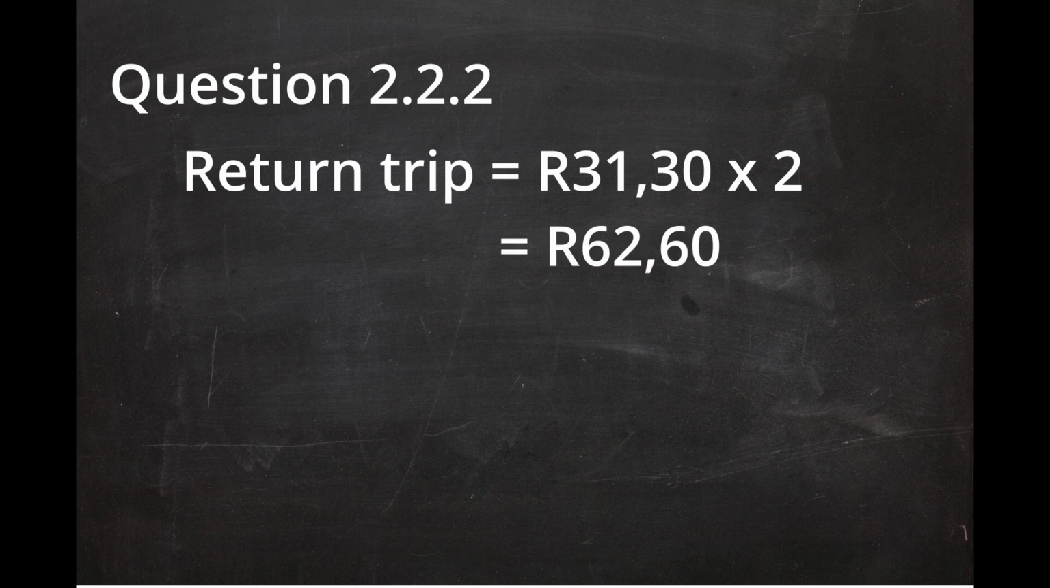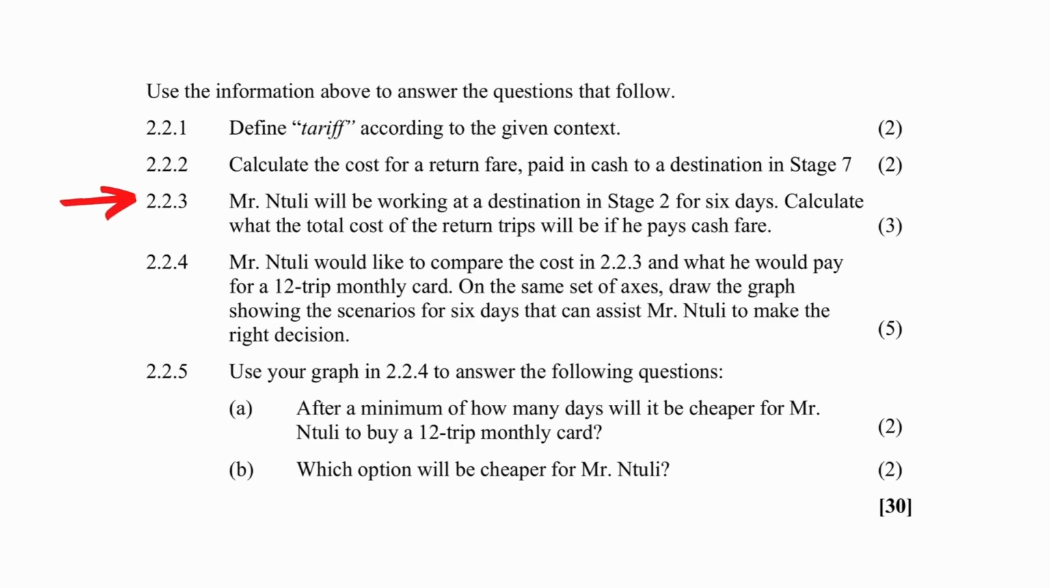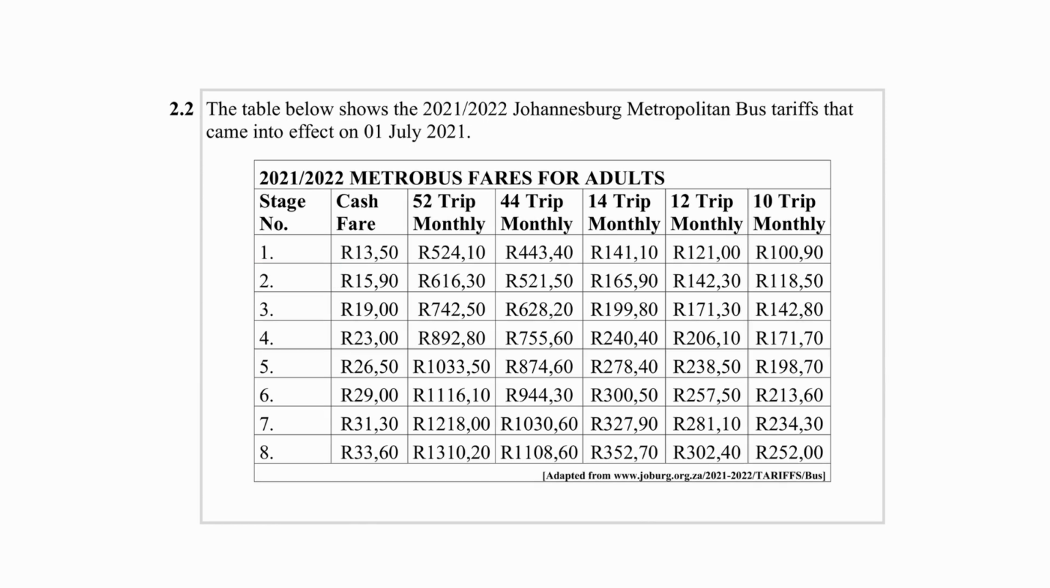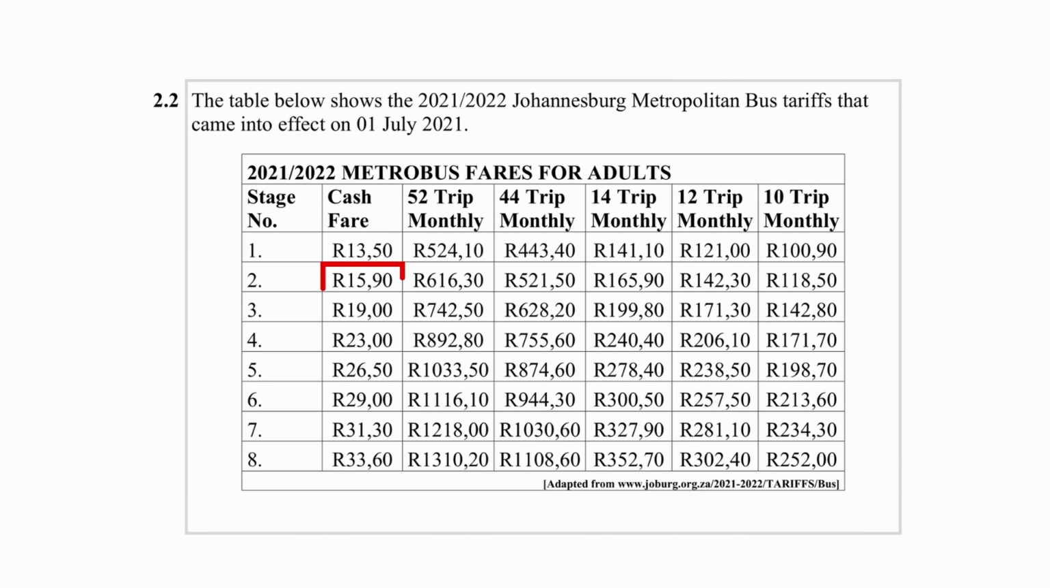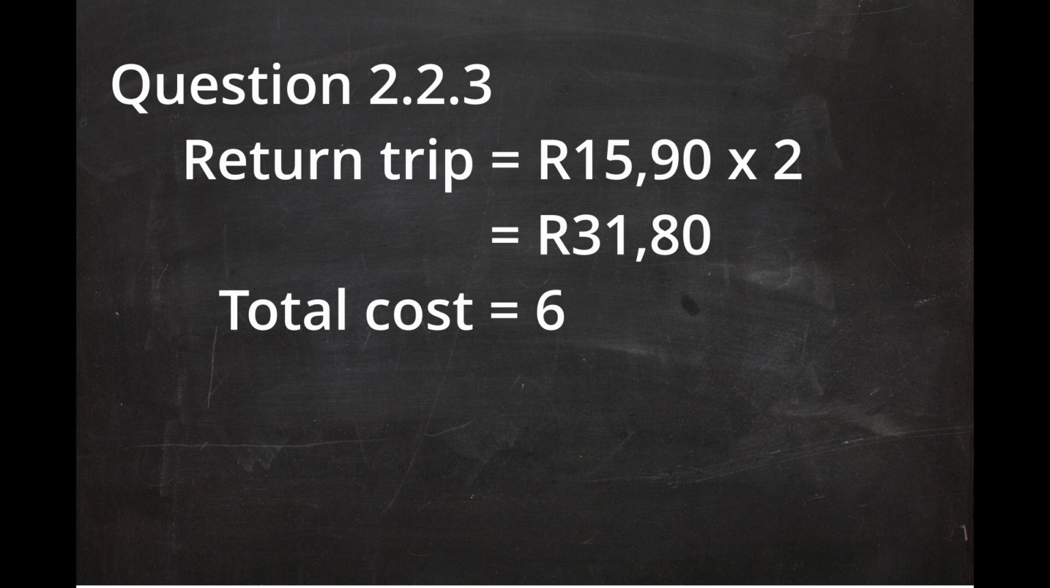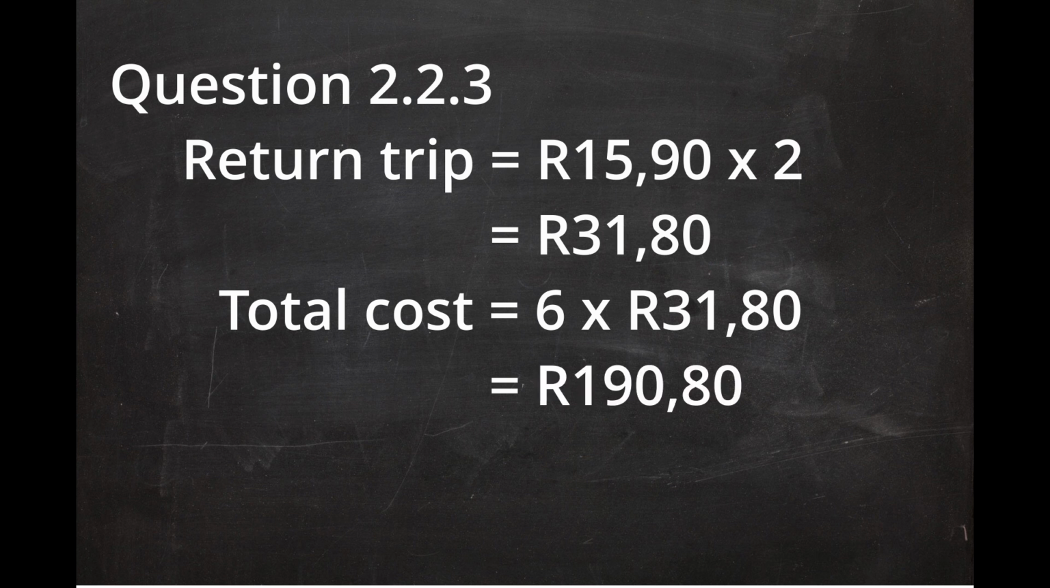Rand 60 cents. In question 2.2.3, you have to calculate what the total cost will be for 6 return trips to a destination in stage 2. A return trip to stage 2 will equal 15 Rand 90 cents multiplied by 2, which will equal a cost of 31 Rand 80 cents. Since this person has to make this trip for 6 days, the total cost will be 6 days multiplied by 31 Rand 80 cents per return trip, and this will give you a total cost of 190 Rand 80 cents.